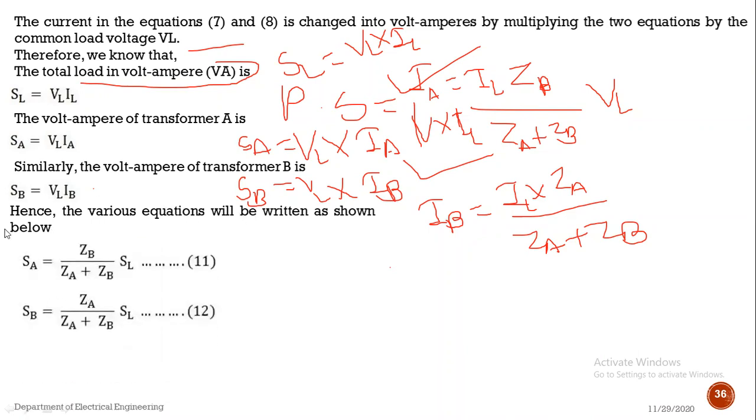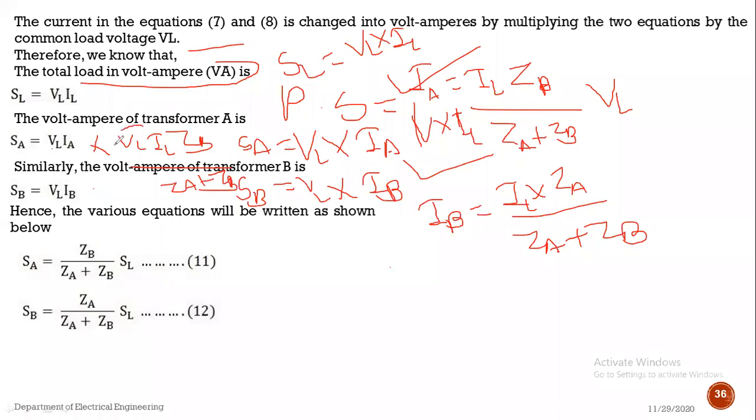आपण याच्यामध्ये बघा काय व्हॅल्यू पुट केली. VL into IL is nothing but SL आहे. Okay, so if we put this value, बघा कोणती व्हॅल्यू पुट केल्यानंतर इक्वेशन गॉट होते SA is equals to VL into IA. इथं जर मी IA ची व्हॅल्यू पुट केली, what this equation it will be, VL is equals to, sorry, SA is equals to VL IL into ZB divided by ZA plus ZB.